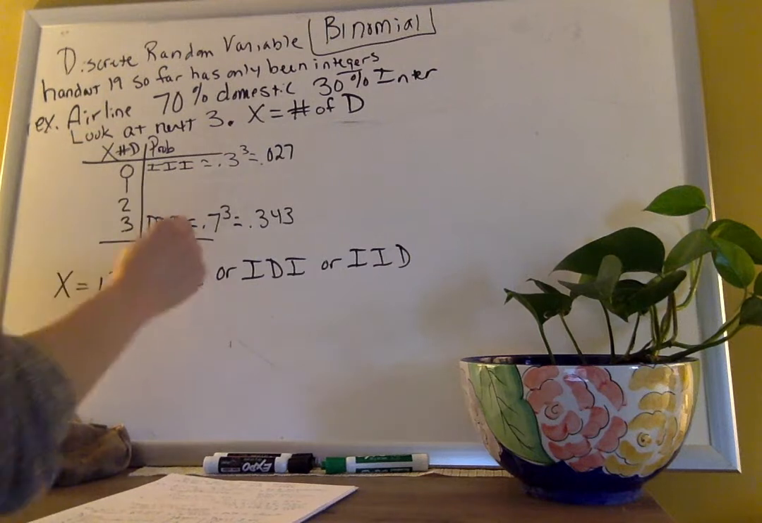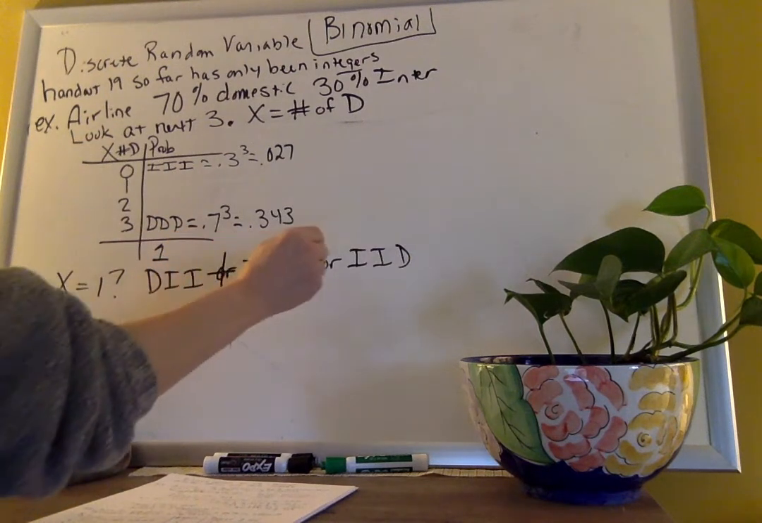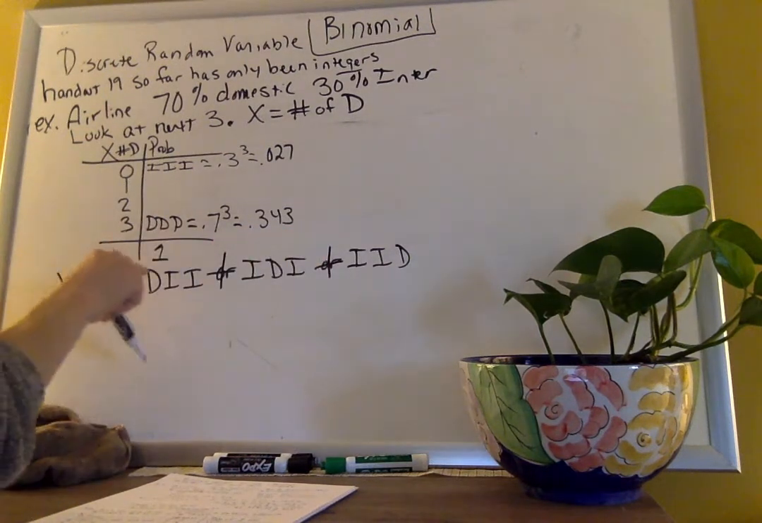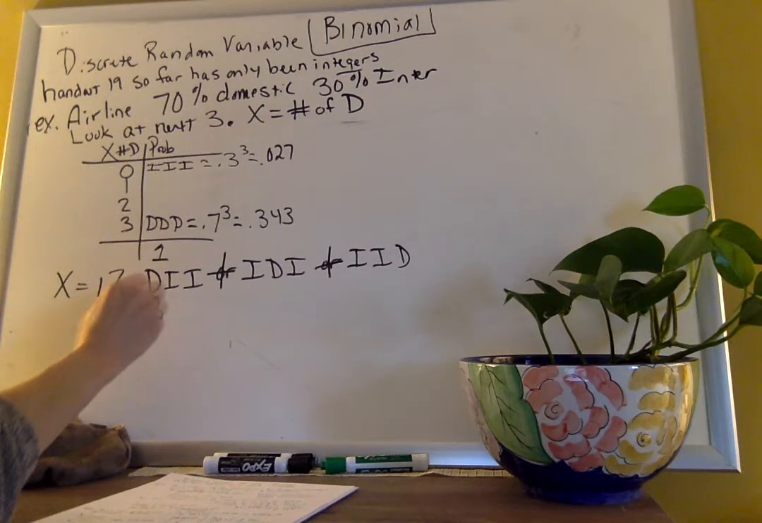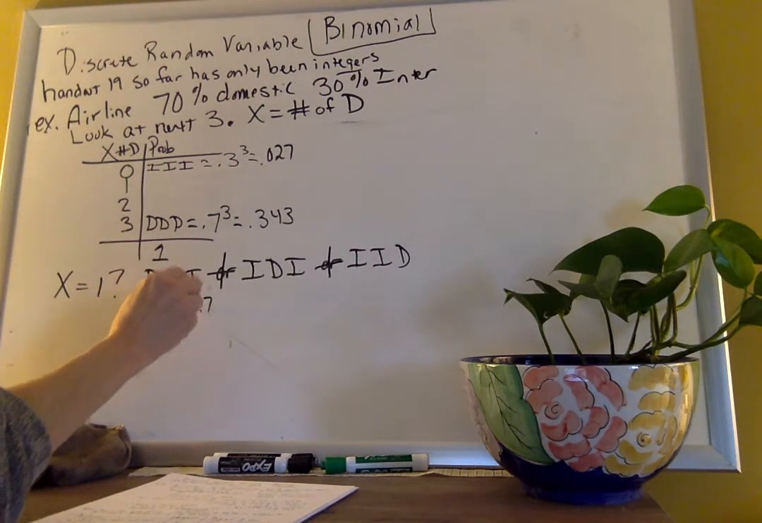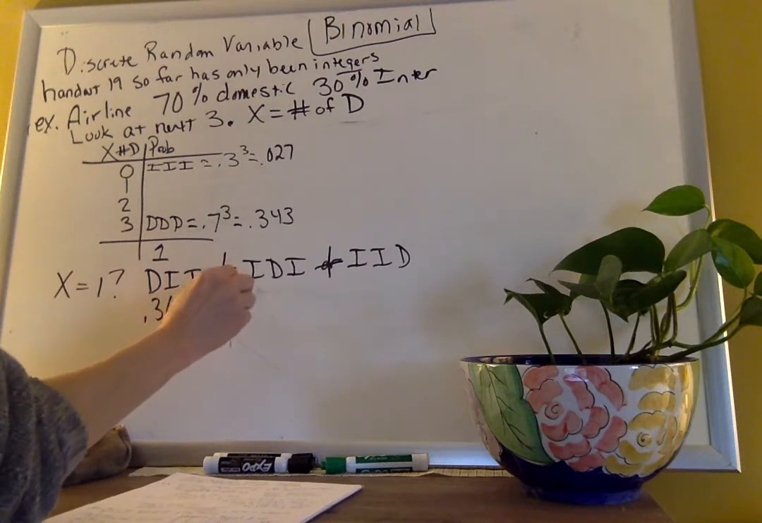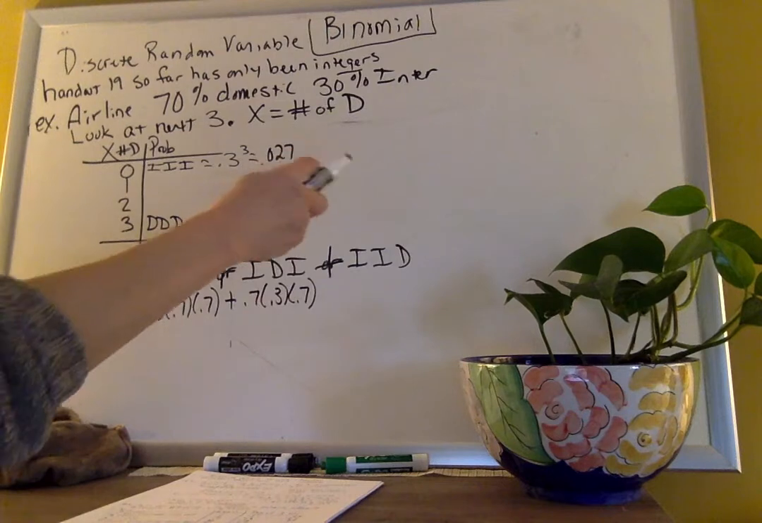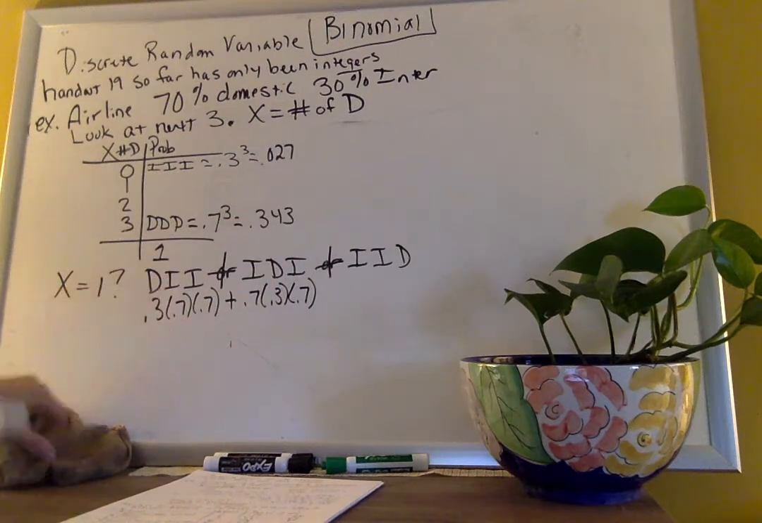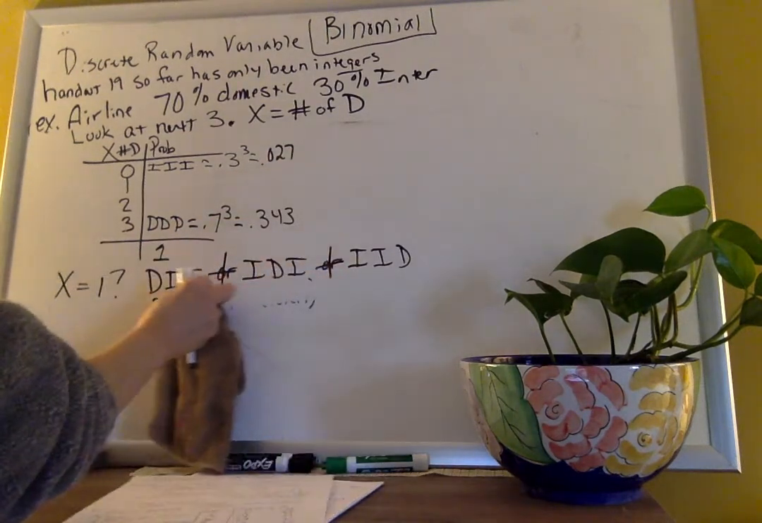And from the addition rule, we know that OR means add. So you'd have to calculate all three of these. Domestic: 0.3 times 0.7 times 0.7 plus 0.7 times 0.3 times... nope, I already got those backwards, didn't I? See, I'm not using my notes.